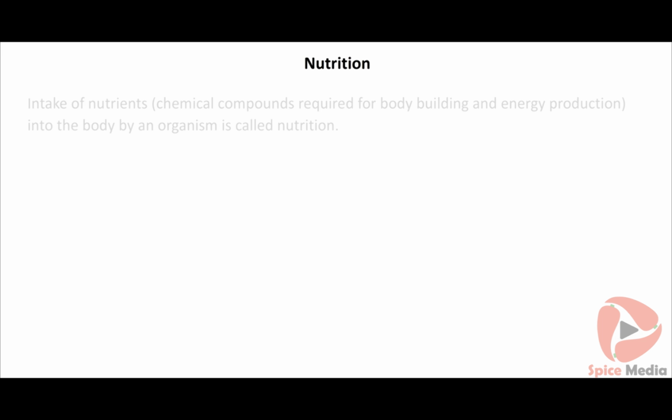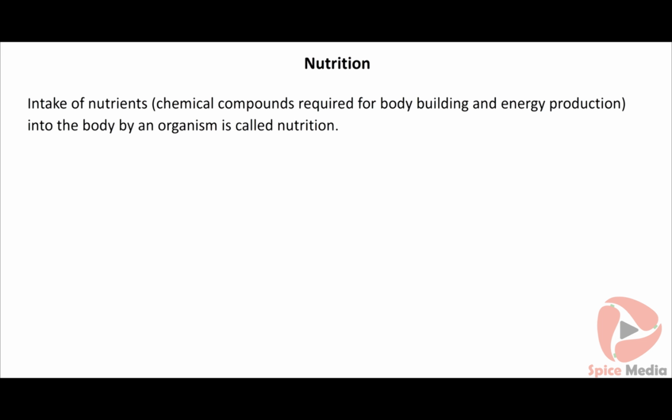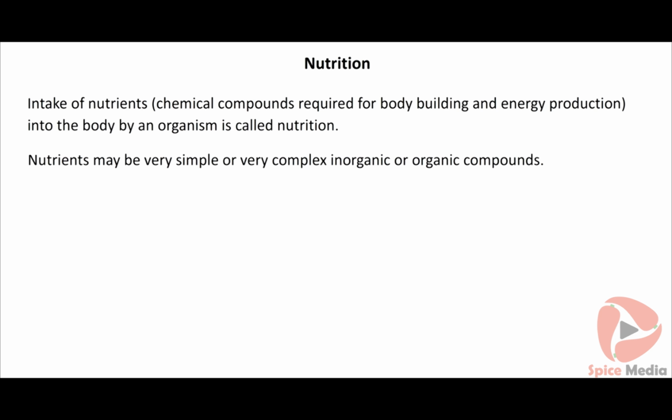Nutrition. Chemical compounds required for bodybuilding and energy production are called nutrients. Intake of nutrients into the body by an organism is called nutrition. Nutrients may be very simple or very complex, inorganic or organic compounds. Different organisms require different types of nutrients.